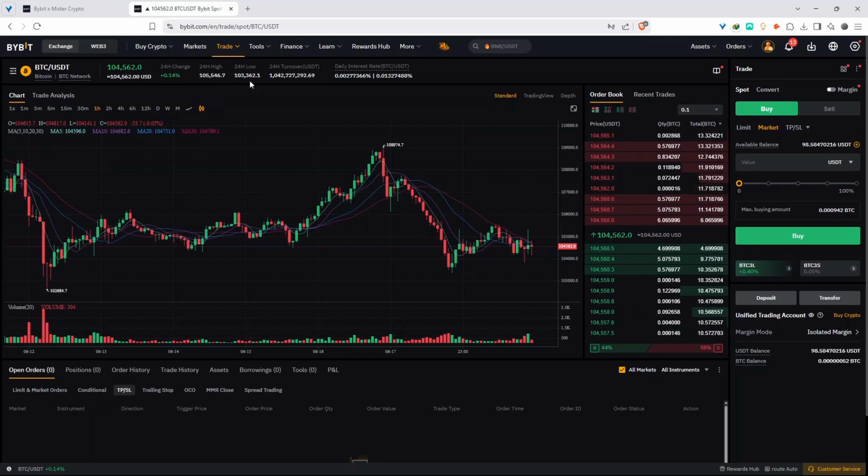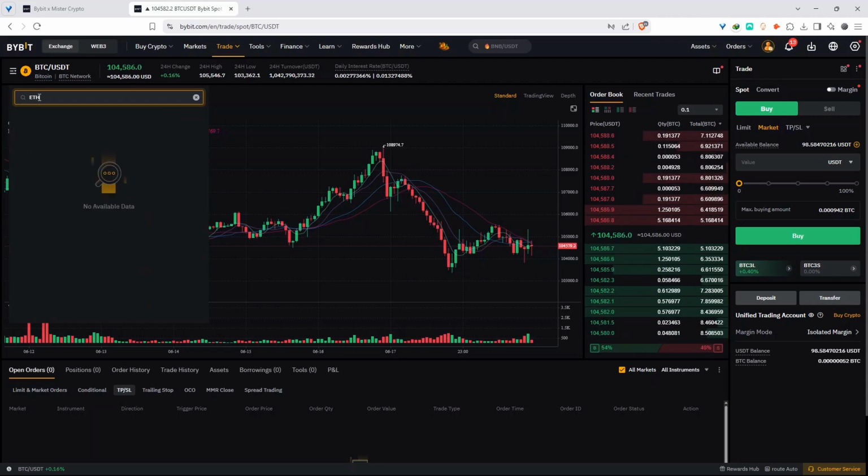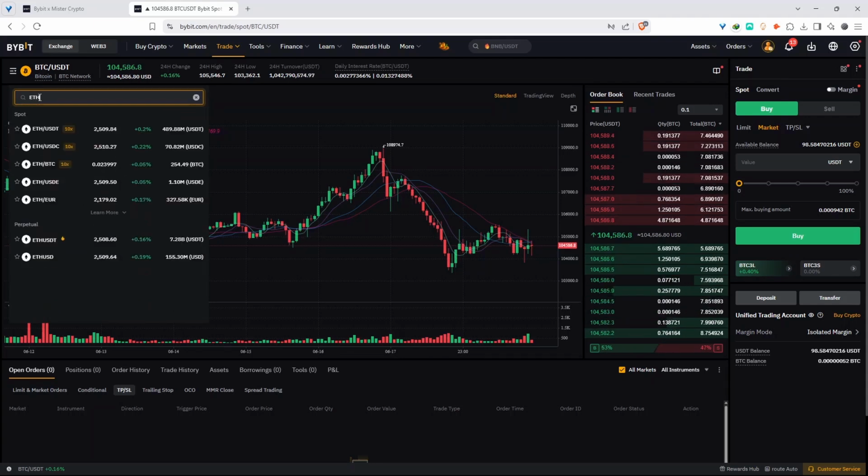On the left-hand side, you can search for any other crypto you want to trade. Just type in the ticker symbol like ETH for Ethereum. You'll then see all the different currency pairs supported, ETH against stablecoins like USDT or USDC, or even ETH against BTC if you wish to swap Bitcoin for Ethereum. You can also mark your favorite pairs and browse through various sectors.